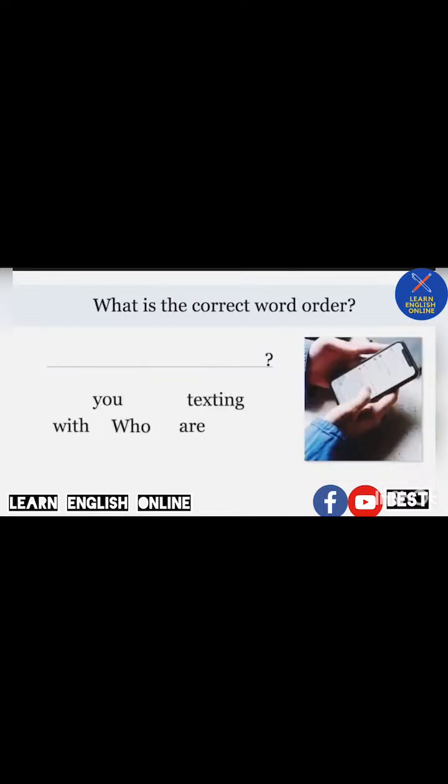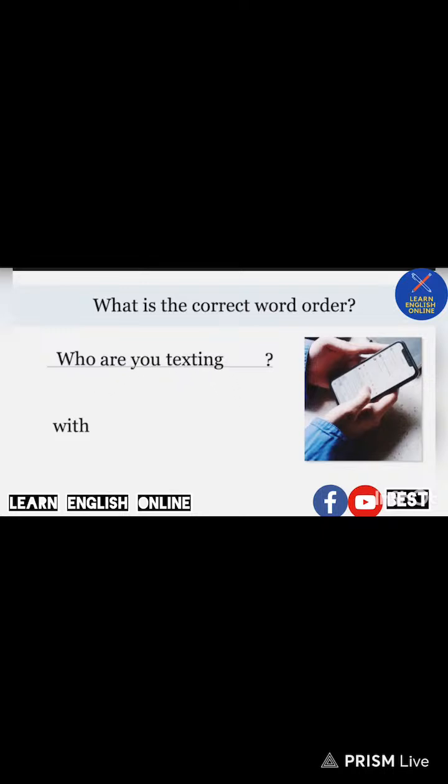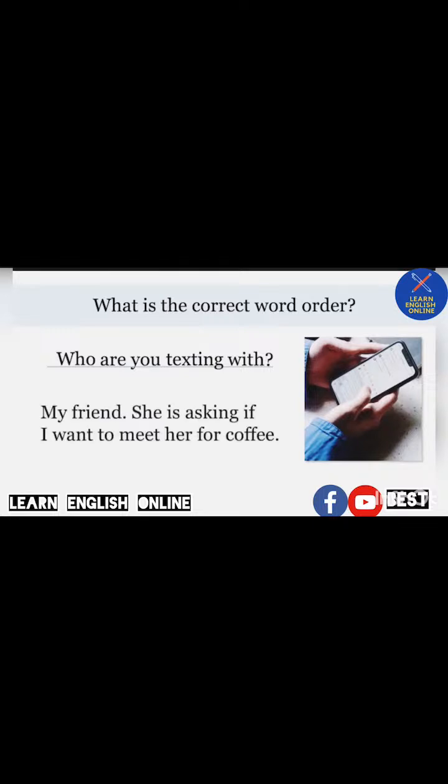Last one. What is the correct word order to make a question? And I'll give you a hint. The last word is with. Who are you texting with? My friend. She is asking if I want to meet her for coffee.